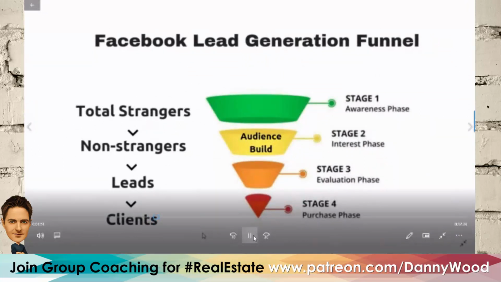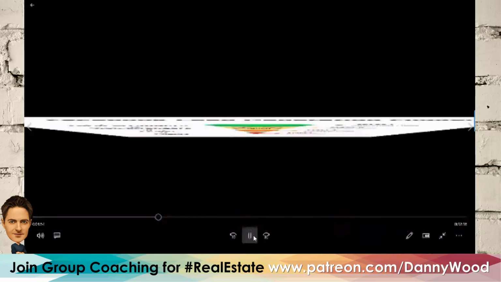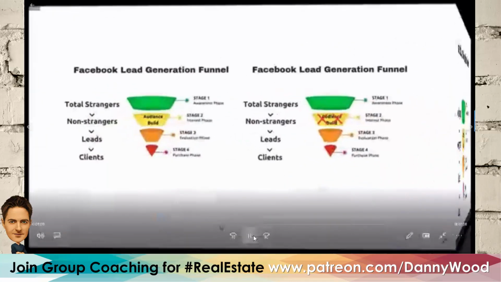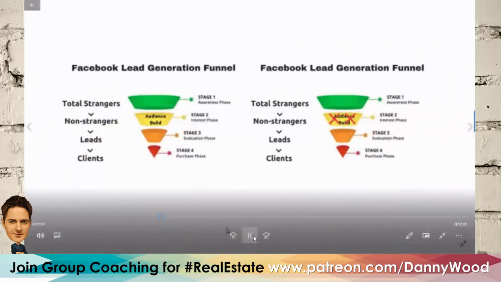Now, keep in mind, this is much different than what agents normally do when it comes to Facebook marketing. They don't take audience building into account at all. And this is what the two funnels look like side by side. As you can see, the funnel on the right, that's the way that most real estate agents advertise on Facebook, where they don't take the time to actually build an audience and establish credibility. So in essence, what they do is just take their ads, post them on Facebook, show them to total strangers, and then when they get whoever responds to those ads with their contact information, they follow up with them and try to convert them into clients.